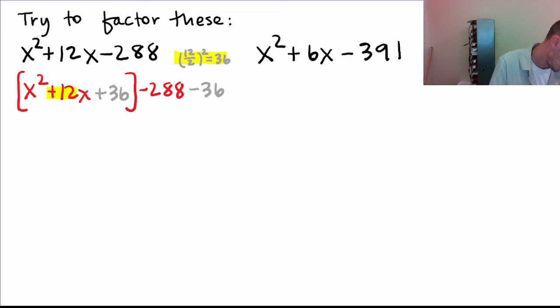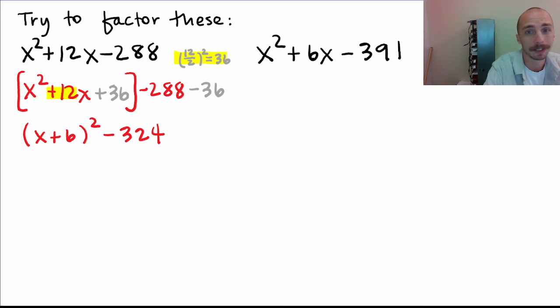Okay, and then I'm going to say, all right, I can factor this thing in the square brackets. That's going to be x plus 6 squared. And then -288 minus 36 more would be -324. And that is a square number.